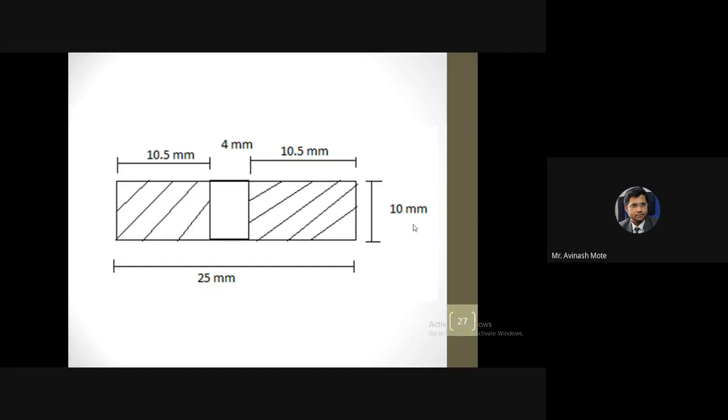So size 25 millimeter, thickness 10 millimeter. Accordingly I have distributed this dimension. Got it? Middle screw range 4 millimeter and both sides 10.5 millimeter. Now what we have to do? We have to calculate the load that is going to be there on this particular bush.